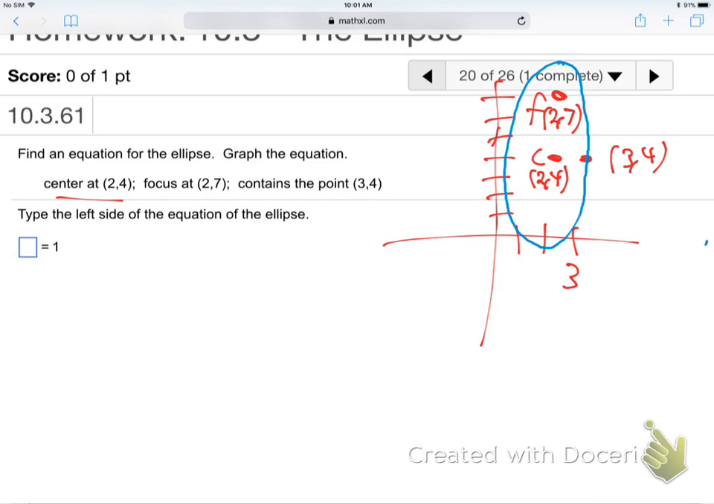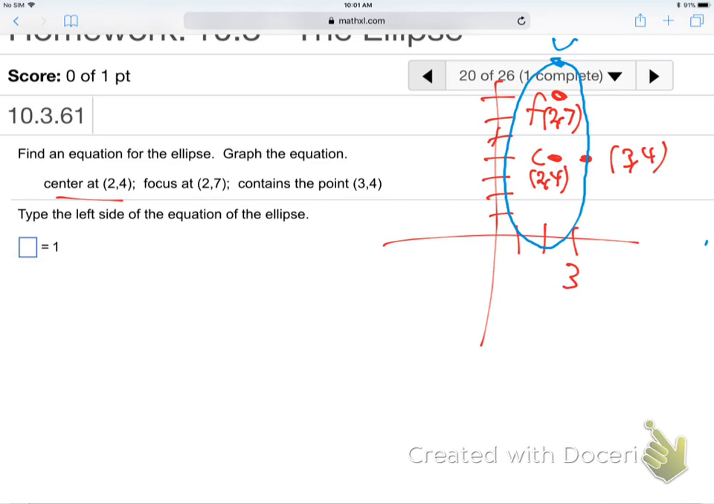You with me on that? Remember, the focus is inside the shape, right? The edge up here is some vertex point. I don't even know what that is. I don't think I even care. There's some other vertex point up there above the focus, right? So 3, 4 is a point on the edge of the ellipse, isn't it?